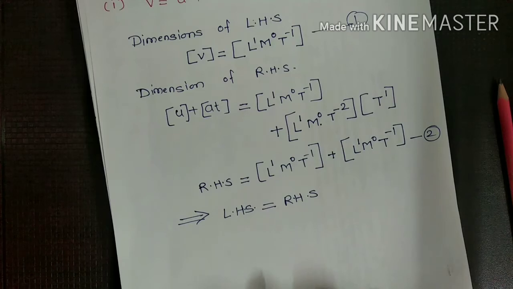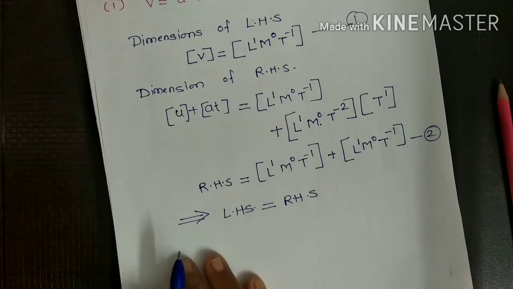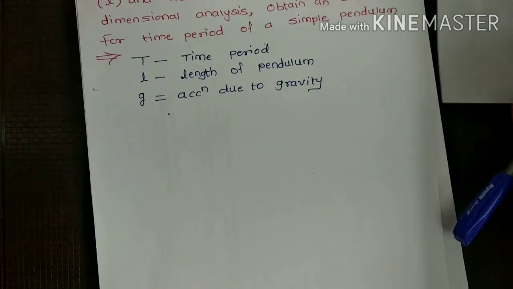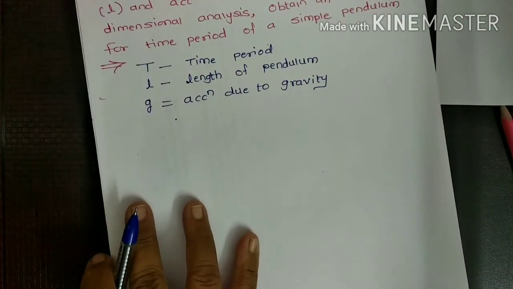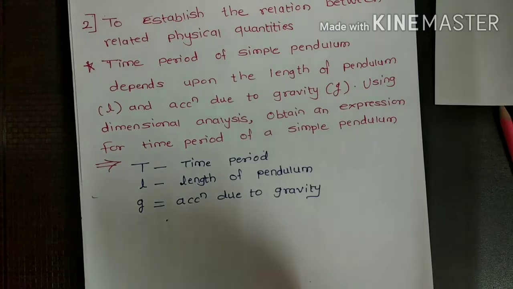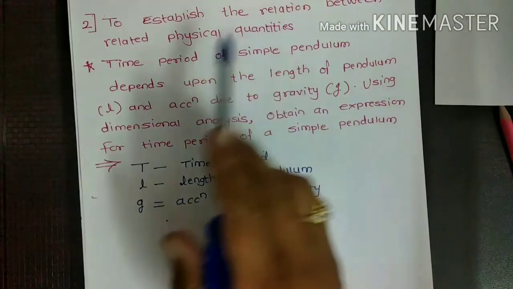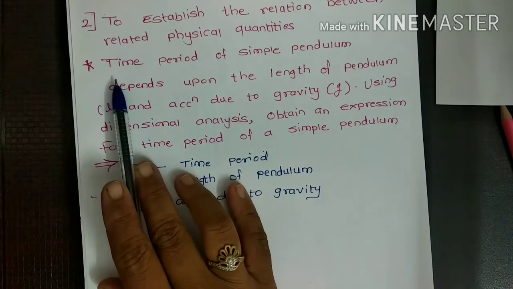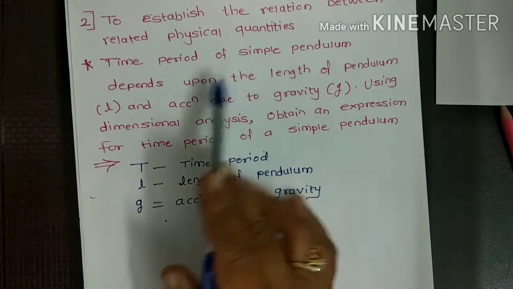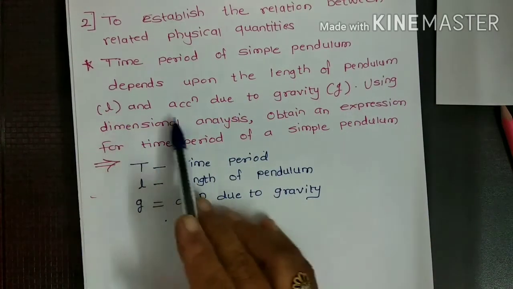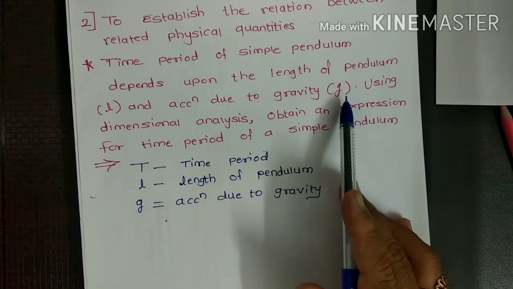Okay, here we have verified the correctness of the physical equation. Then the second use of dimensions is to establish the relation between related physical quantities. Here we are taking one example: the time period of a simple pendulum depends upon the length of the pendulum L and acceleration due to gravity G.